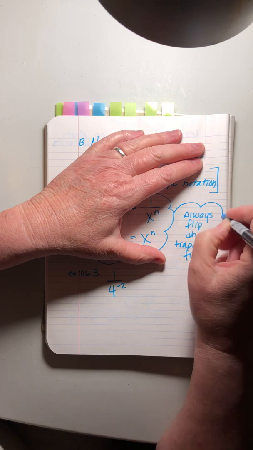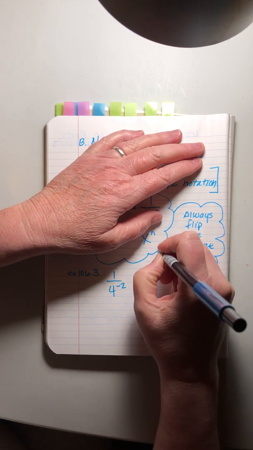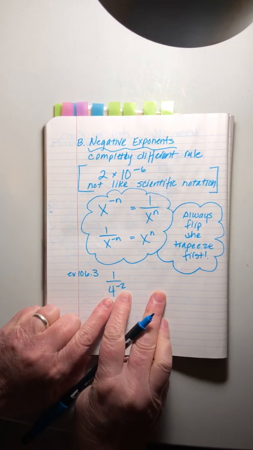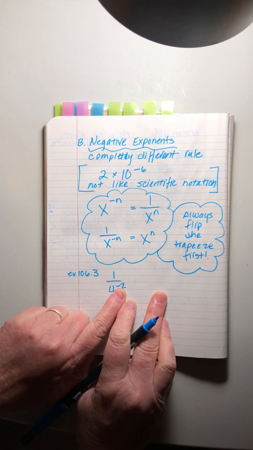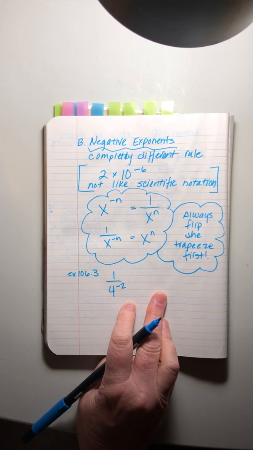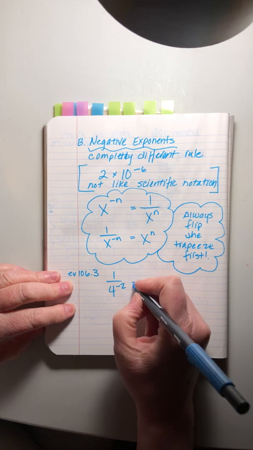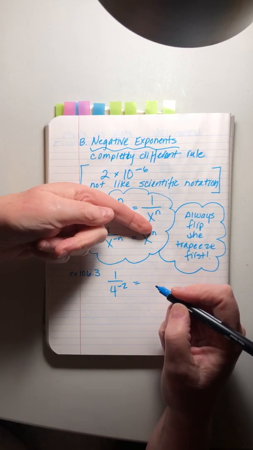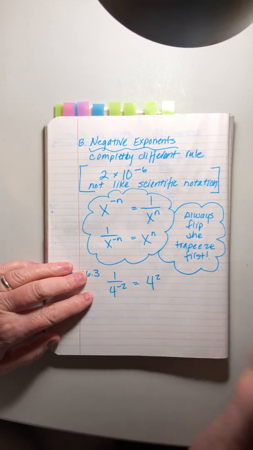What I mean by that is don't worry about calculating 4 to the power of 2 yet. Flip the trapeze and then let's see what we've got. So I can see, okay, I'm going to flip it up, right? And it's going to become 4 squared.